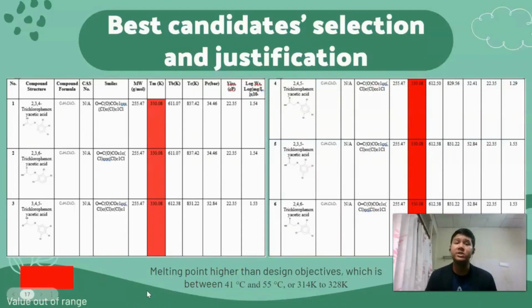For the best candidate selection and justification, firstly, the first 6 candidates were screened out due to the melting point temperature being higher than the design objective, which is between 41 degrees Celsius and 55 degrees Celsius, also equivalent to 314K to 328K.